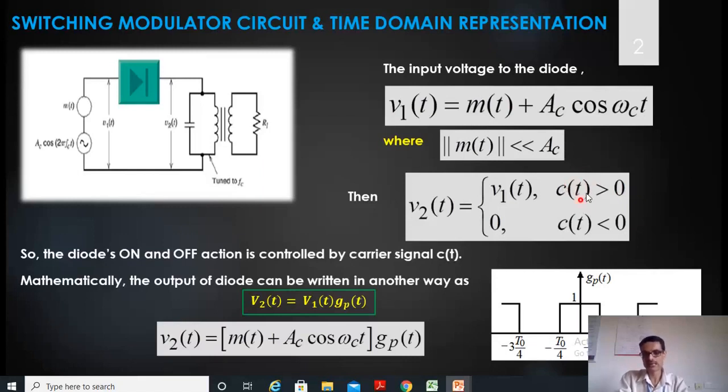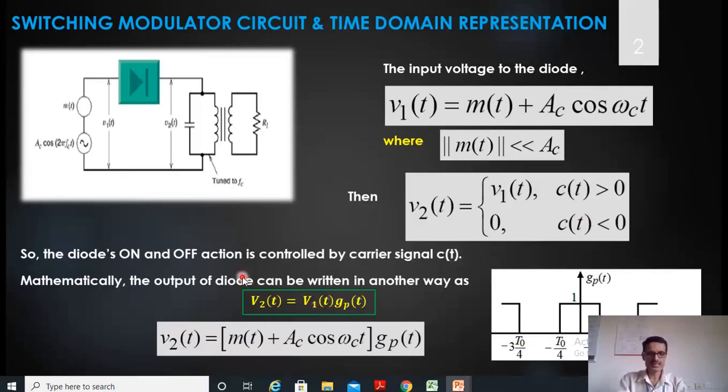During the positive half cycle, the carrier signal is more than 0. If the carrier is on the negative side, negative half cycle, less than 0, during that time V2 of t should be equal to 0. That is, V2 of t equal to 0 means the diode should be off or open circuit. When the diode is open circuit, the input is not connected to the output. When the diode is acting like a closed circuit, that is when c of t is more than 0, the output is equal to the input. So this condition we need to satisfy when working with this AM modulator. So the diode is turned on and off depending on the carrier signal voltage. During the positive half cycle it is on, during the negative half cycle it is off.